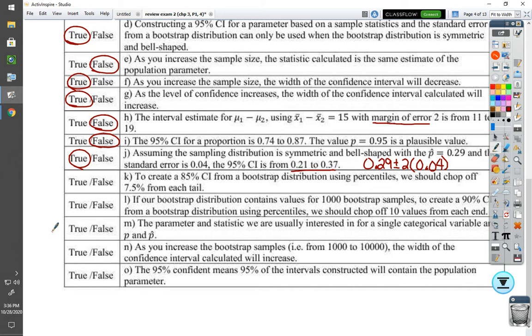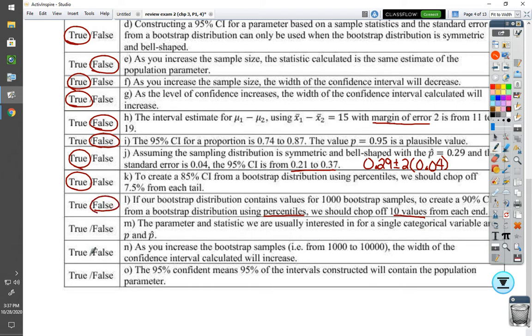To create an 85% CI from a bootstrap distribution using percentiles, we should chop off 7.5% from each tail. True, because remember, 7.5 and 7.5 make 15%, and 15% and 85% make 100%. If our bootstrap distribution contains 1,000 bootstrap samples, to create a 90% CI using percentiles, we should chop 10 values off of each end. If we are creating something with percentiles, we do not chop off values, we chop off percentages.